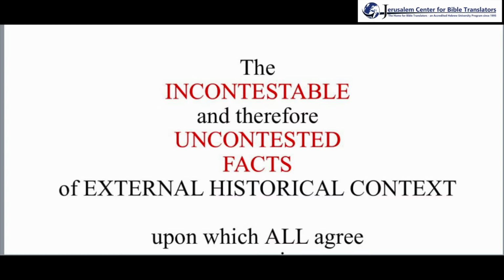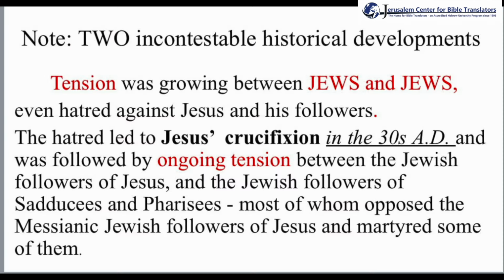Well, they exist. The incontestable, and therefore nobody has contested them, uncontested, which all agree on, are 2 basic trends. And here they are. Number 1, tension was growing between Jews and Jews, even hatred against Jesus and his followers. And the hatred led to Jesus' crucifixion in the 30s AD. And it was followed by ongoing tension between the Jewish followers of Jesus and the Sadducees and Pharisees, most of whom opposed the Messianic Jewish followers of Jesus and martyred some of them. Tension between Jews and Jews.